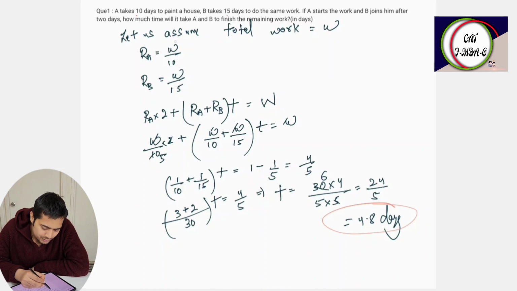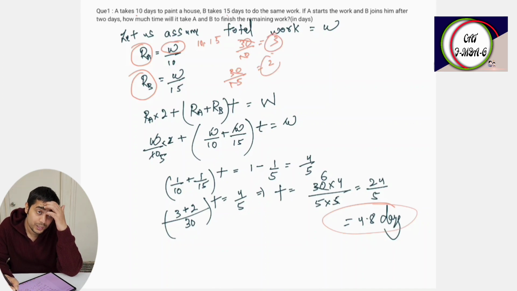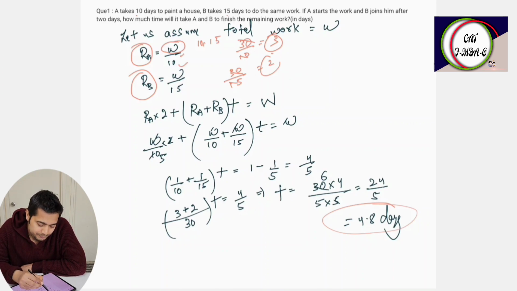Because if you take the total work as the LCM of 10 and 15, then when you are calculating the rates, 30 by 10 or 30 by 15, this is easily divisible. You will get 3, you will get 2 here. You are going to play with integers, so calculation becomes a lot easier. That's why you have to prefer the LCM method. Otherwise, if you forget the LCM or the LCM is very hard to take, this is the general method.